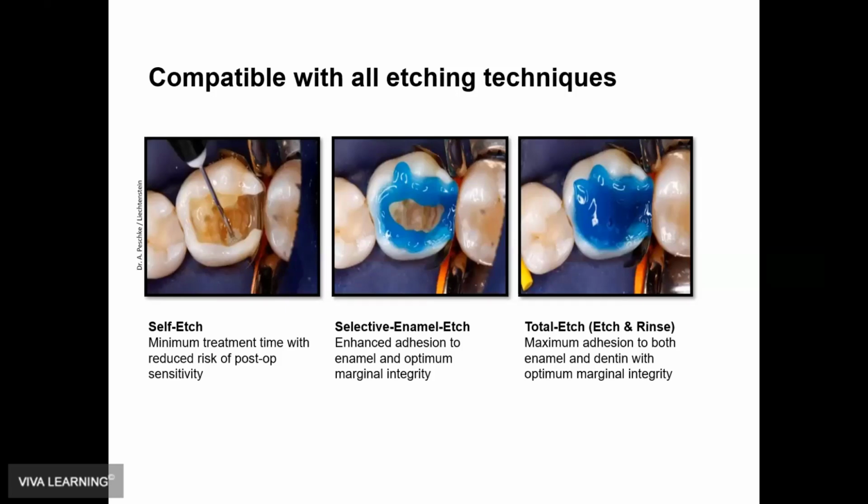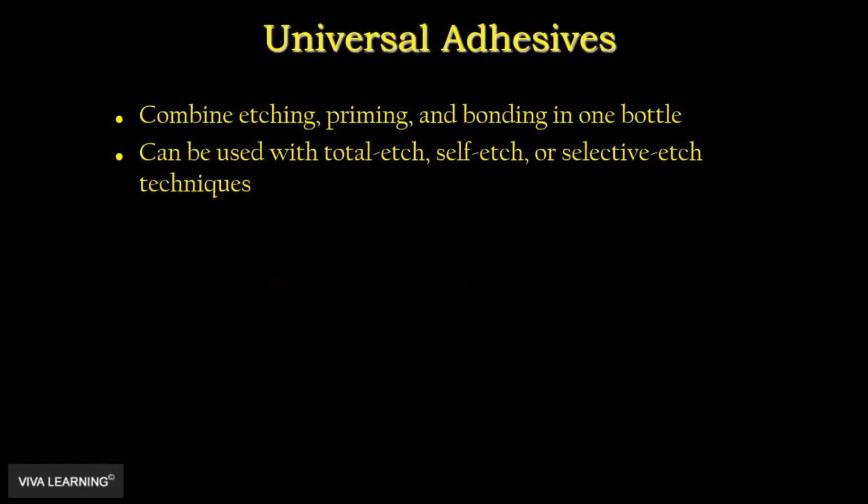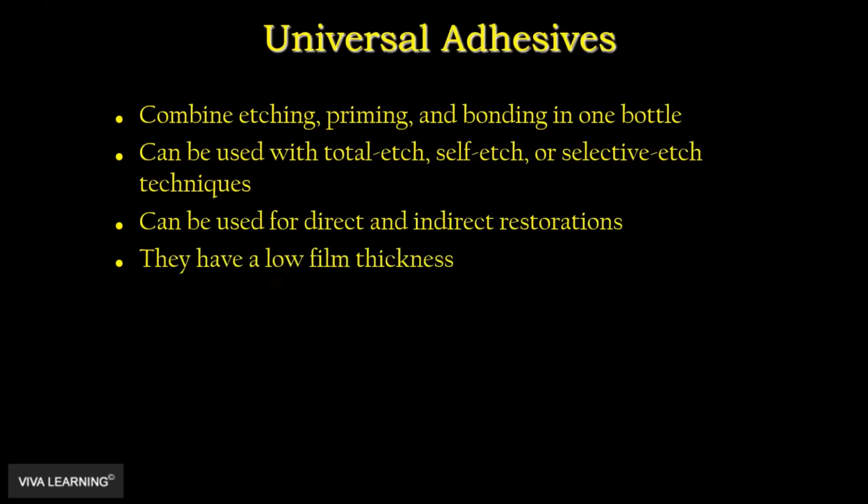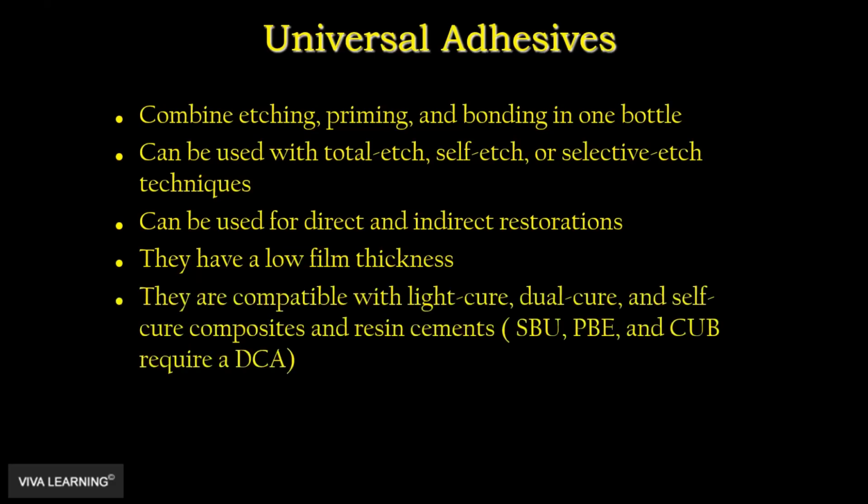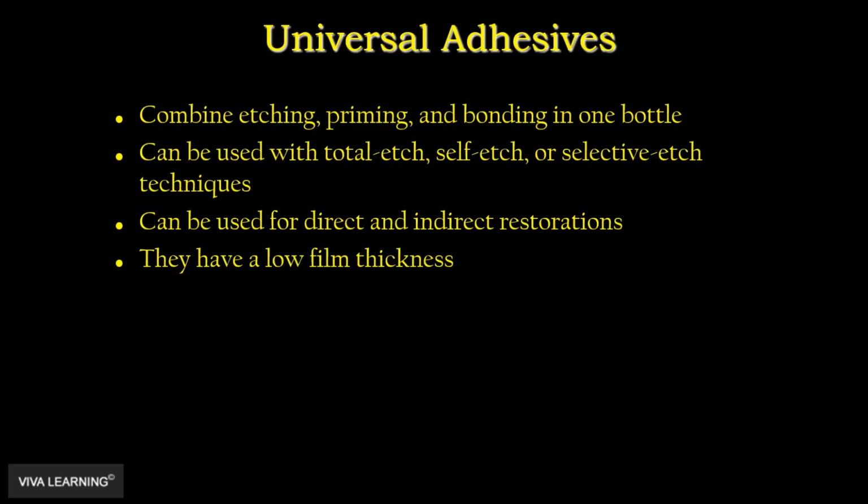But you can use any of these 3 techniques with universal adhesives. They can be used for direct and indirect restorations. They have a very low film thickness of less than 10 microns. So when you light cure them, they won't interfere with the seat of a restoration.